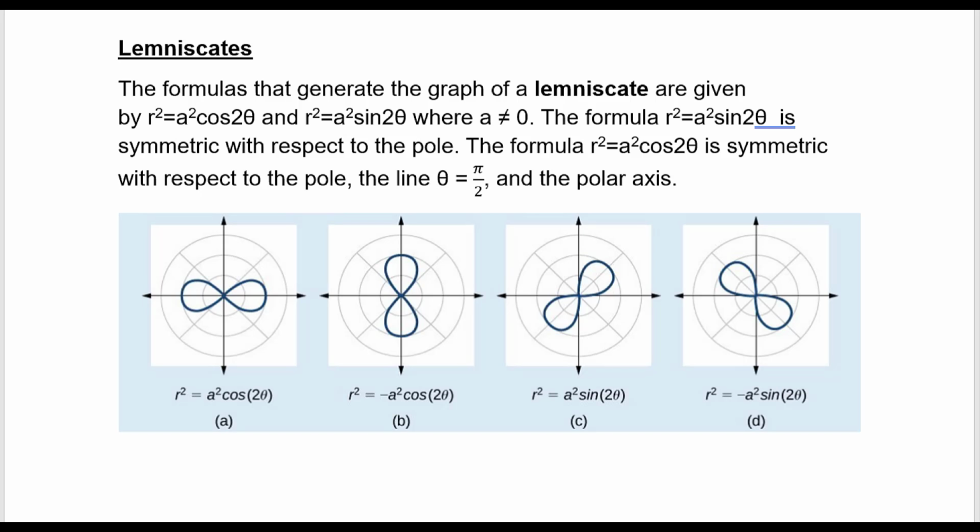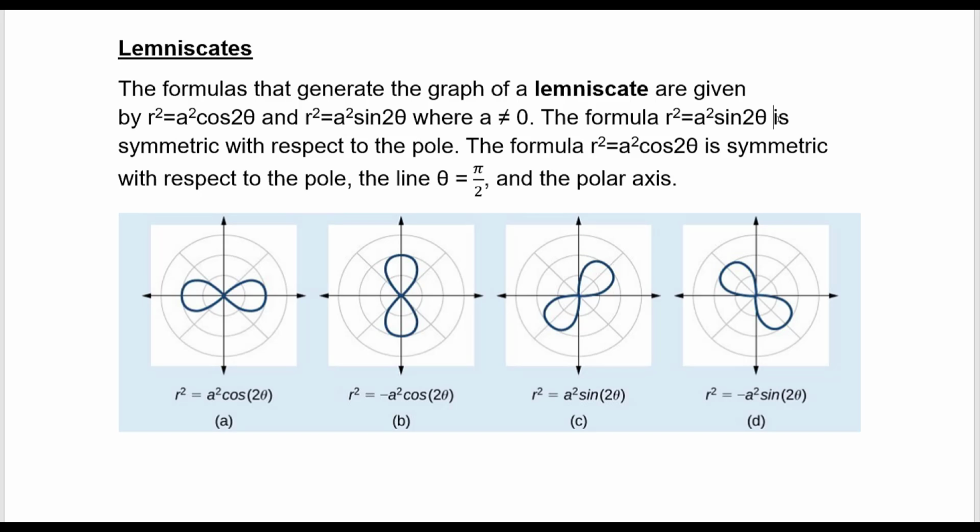So the formula for r squared equals a squared sine 2 theta is symmetric with respect to the pole. The formula r squared equals a squared cosine 2 theta is symmetric with respect to the pole, the line theta equals pi over 2, and the polar axis. So we see these four cases.